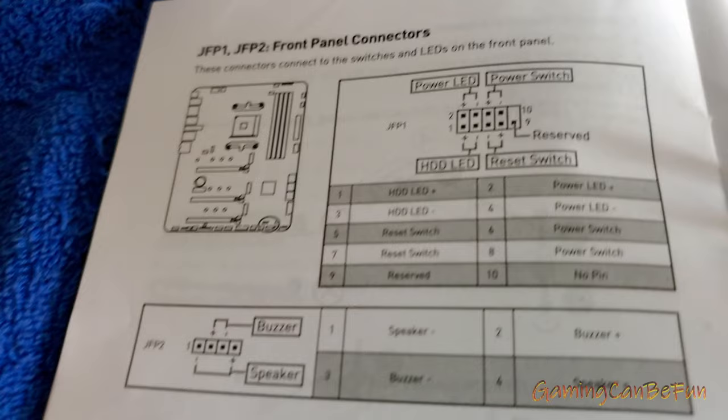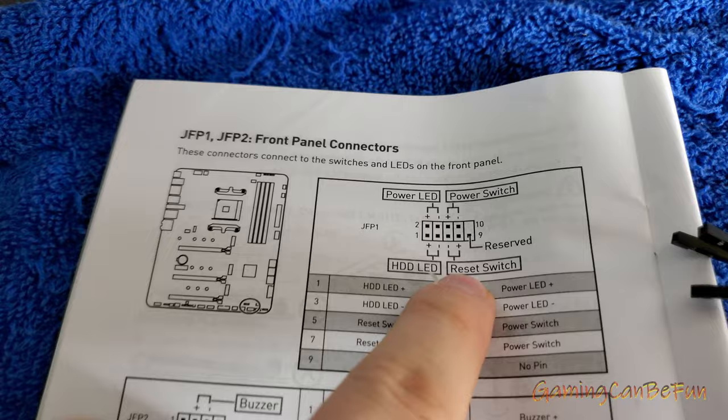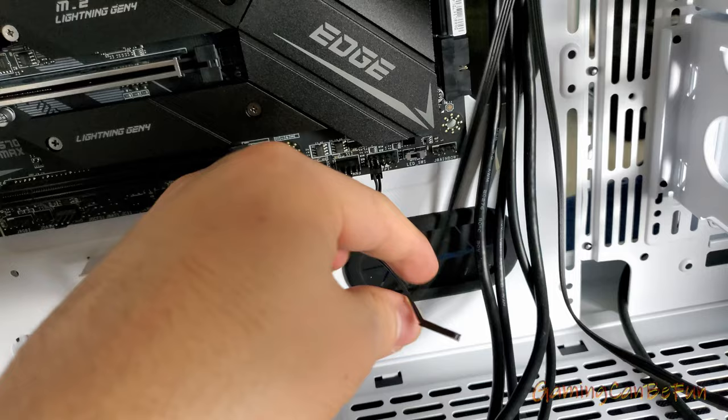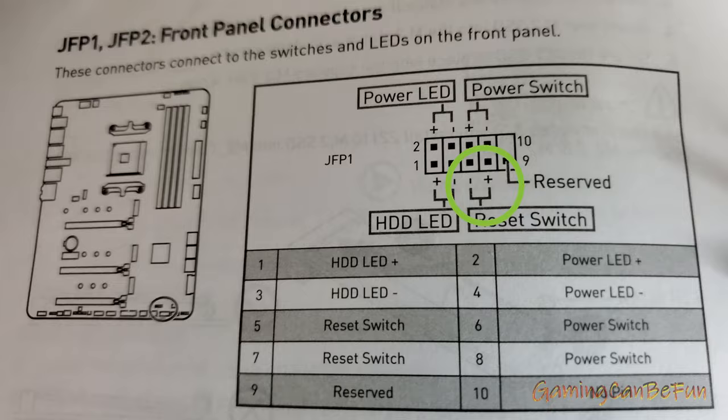Next one is the reset switch, okay? Right next to it, reset switch. But as you can see, it's gonna be flipped. The negative is gonna be on the left-hand side, and the positive is gonna be on the right. And it's already connected to the HDD LED wire. And as we separated it earlier a little bit, as you can see. So based on the manual, says negative first.